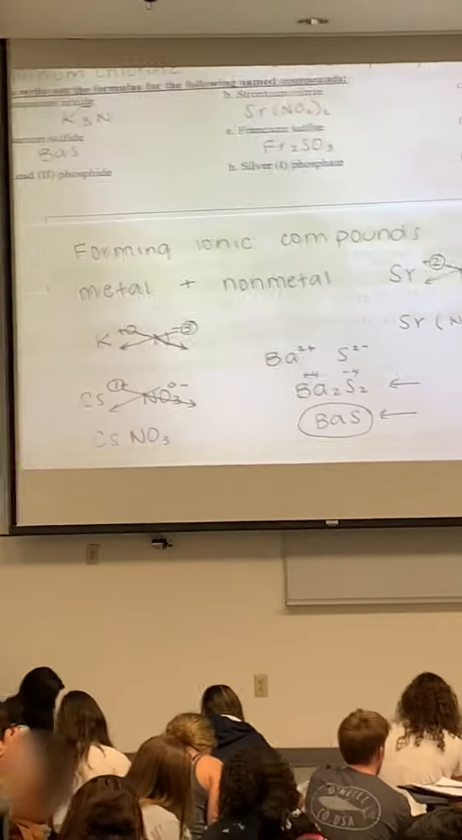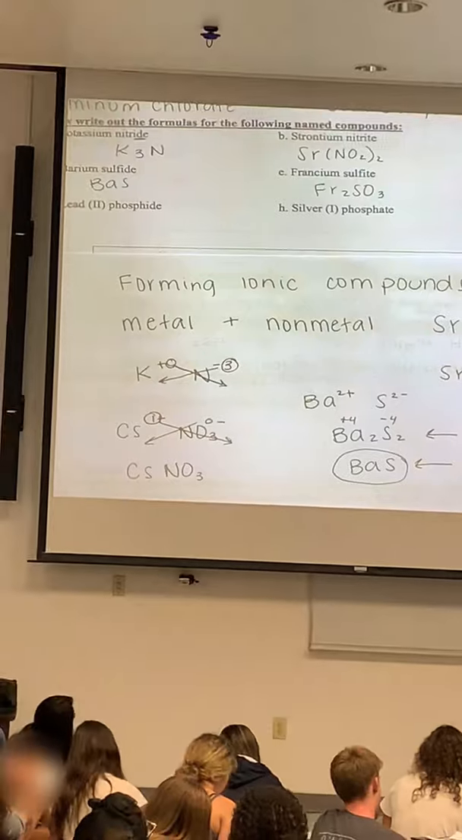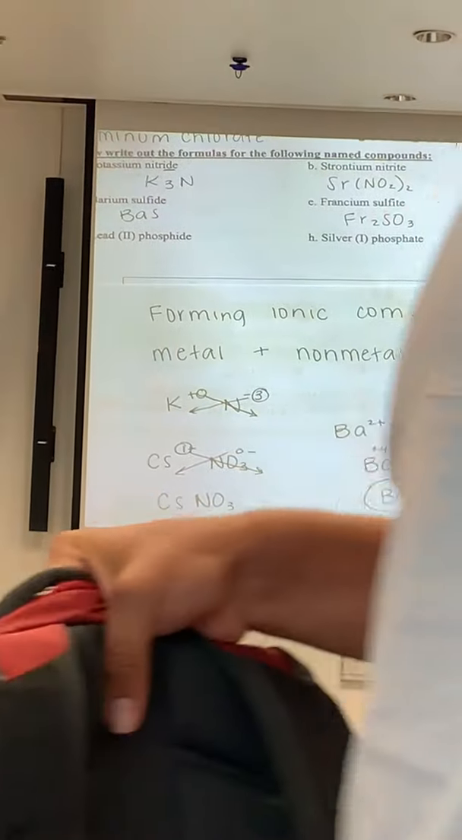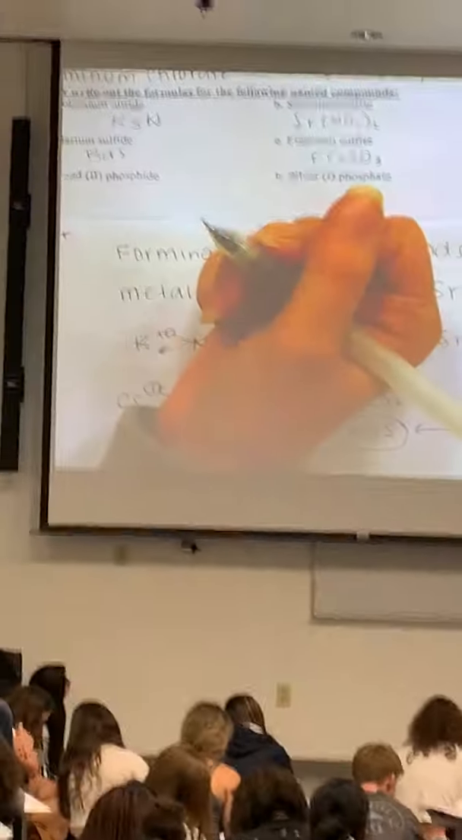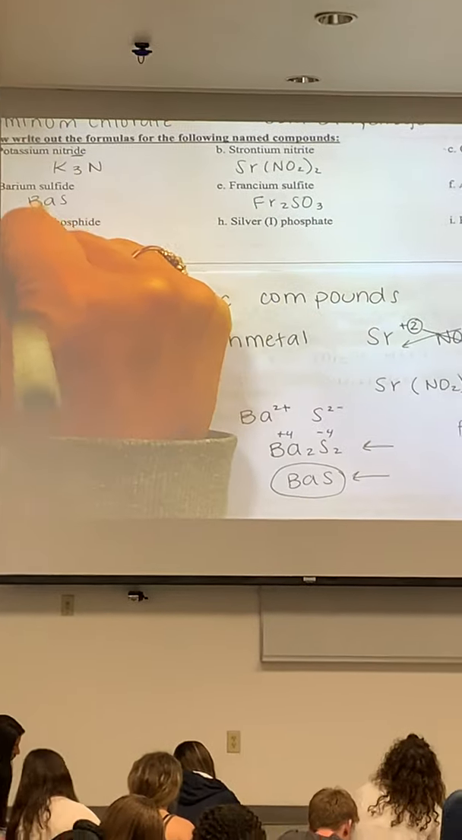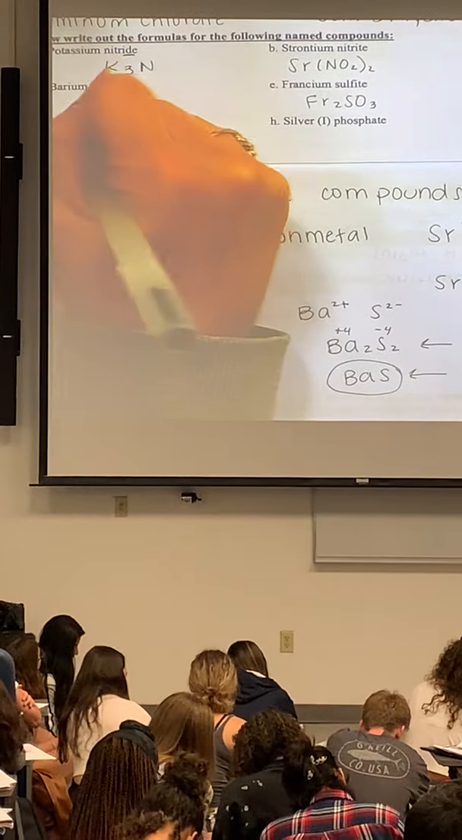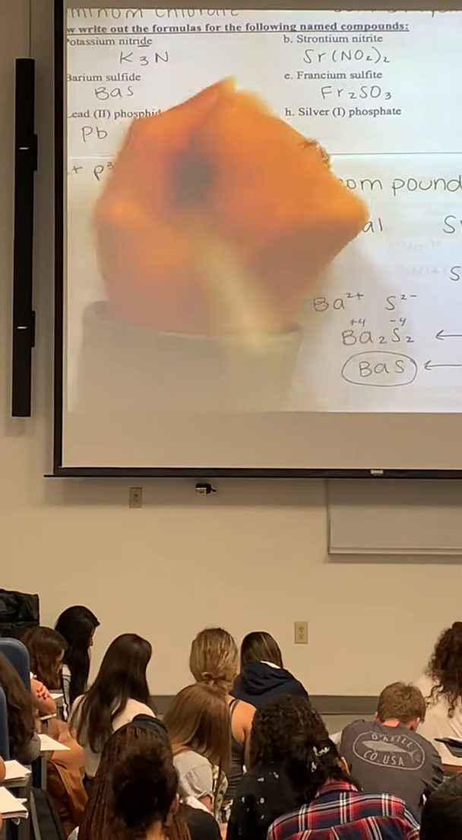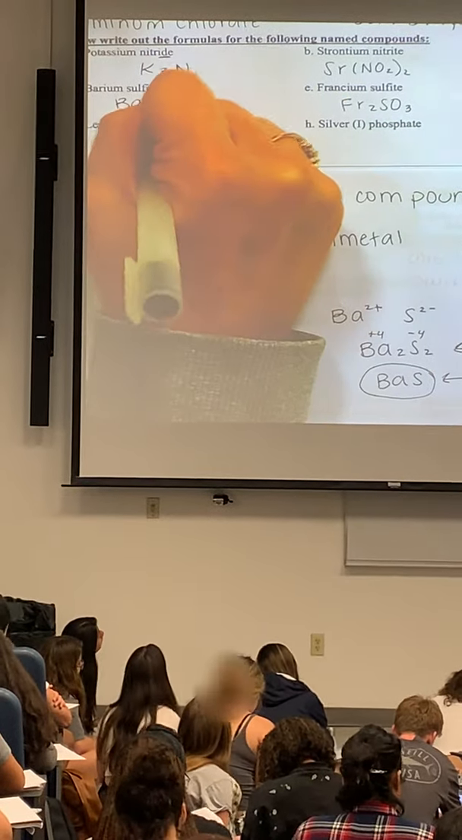Lead(II) phosphide. What does that 2 represent? Does that tell me I have 2 atoms of lead? It is the charge of lead. So it'll be Pb2+, and what's a phosphide? P3-. So this answer is Pb3P2.